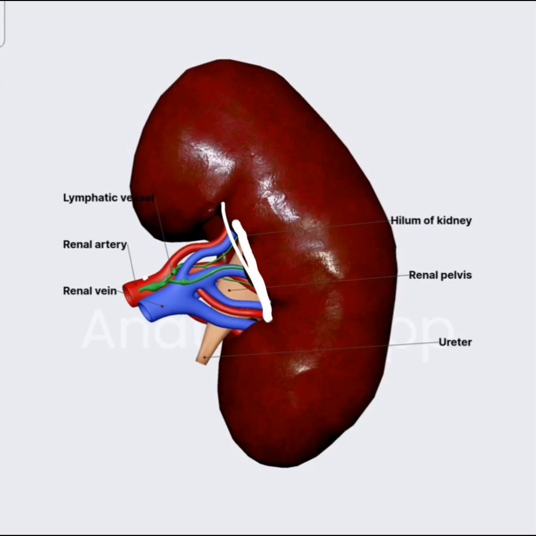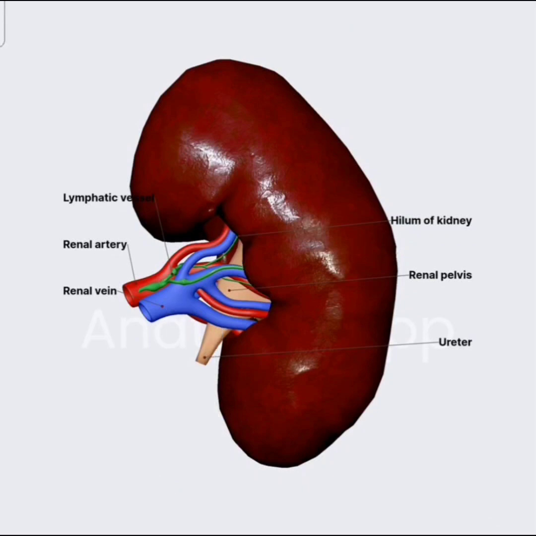Then after filtration, the blood is now carried by the renal vein, this blue one. Then we can also see the ureter. The ureter drains urine from the kidney to the bladder. Then we can also see this green one, the lymphatic and nerve supply to the kidney.